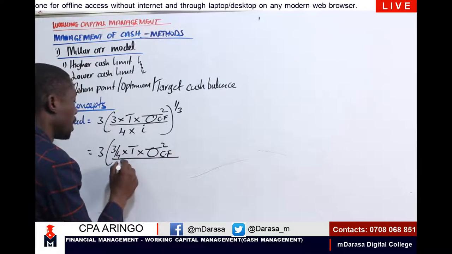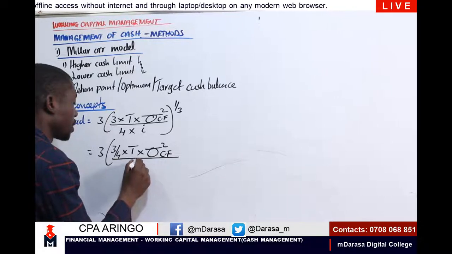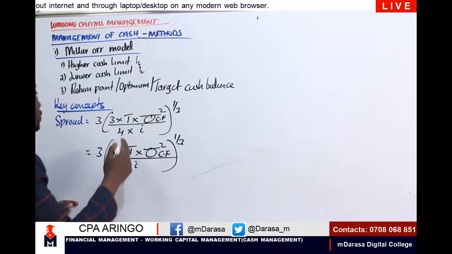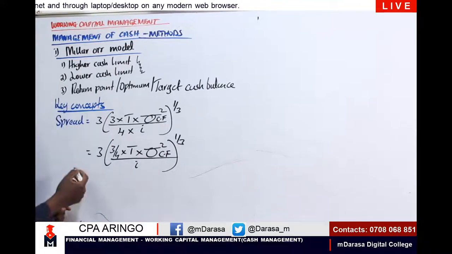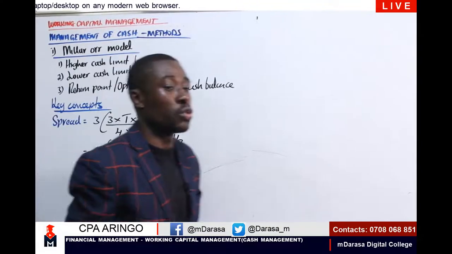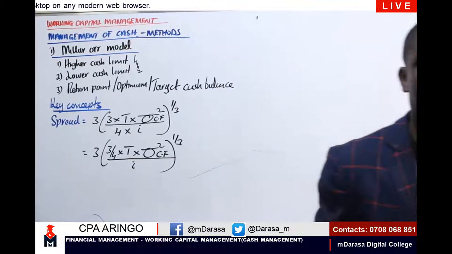We divide by daily interest raised to the power of a third. So you can determine your spread by taking either. That will give us what you're referring to as spread.